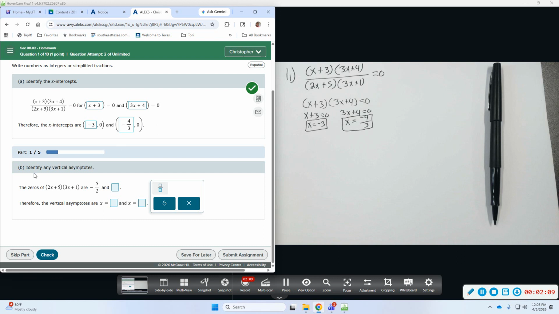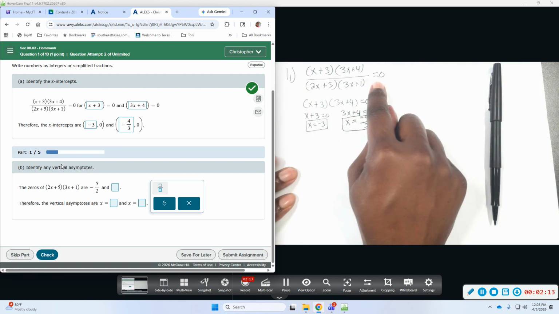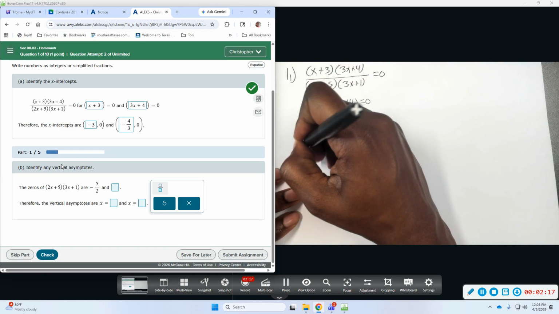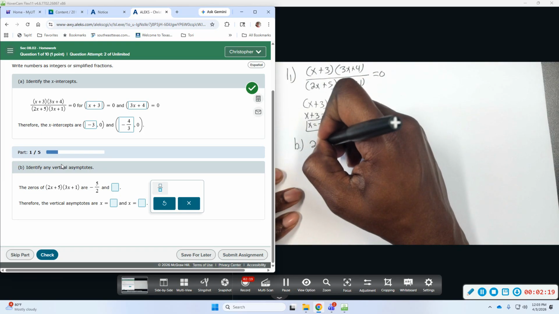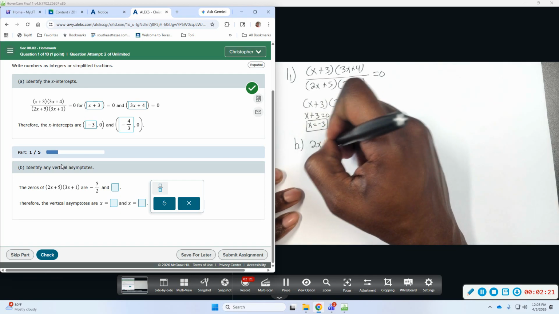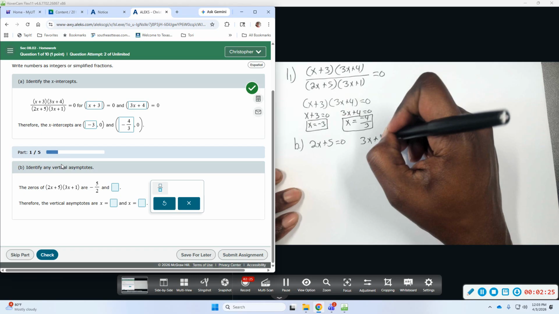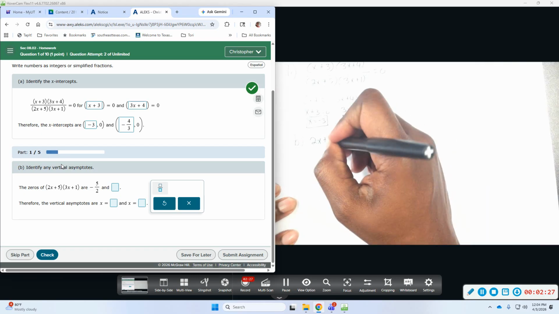All right, part 2, we want to identify vertical asymptotes. Vertical asymptotes deal with the denominator. What makes the denominator 0? So again, it's already in factor form. We have 2x plus 5. We're going to set that equal to 0. And 3x plus 1, set that equal to 0.